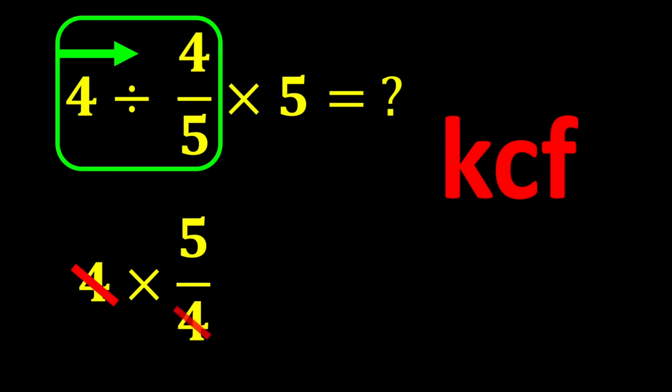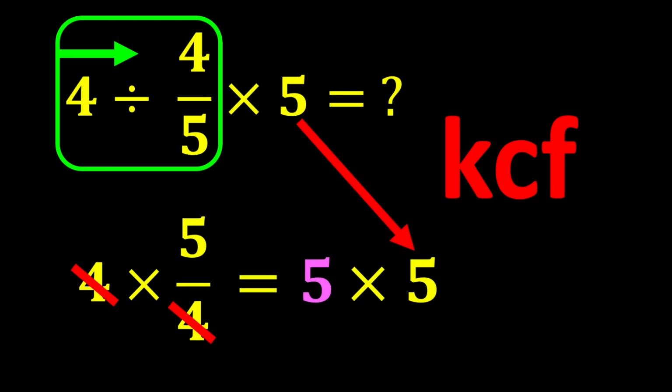This 4 and this 4 cancel each other out, and only 5 remains. In the end, we calculate 5 times 5, which gives us the final answer, 25.